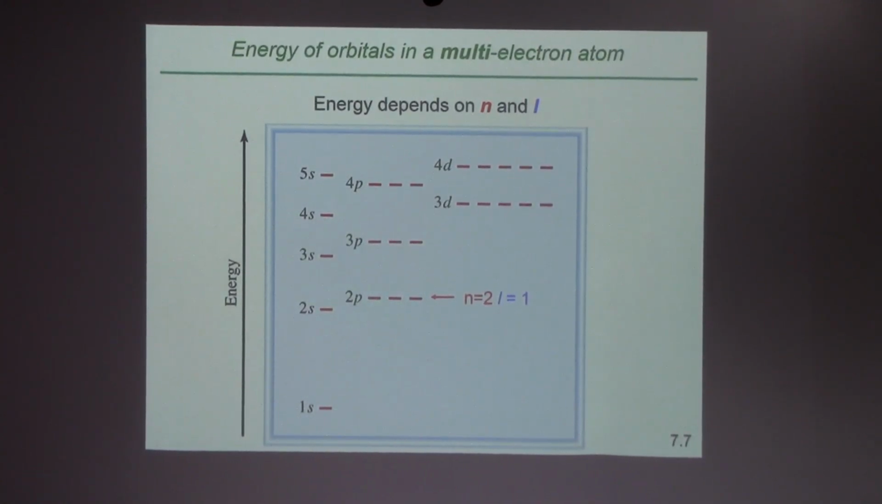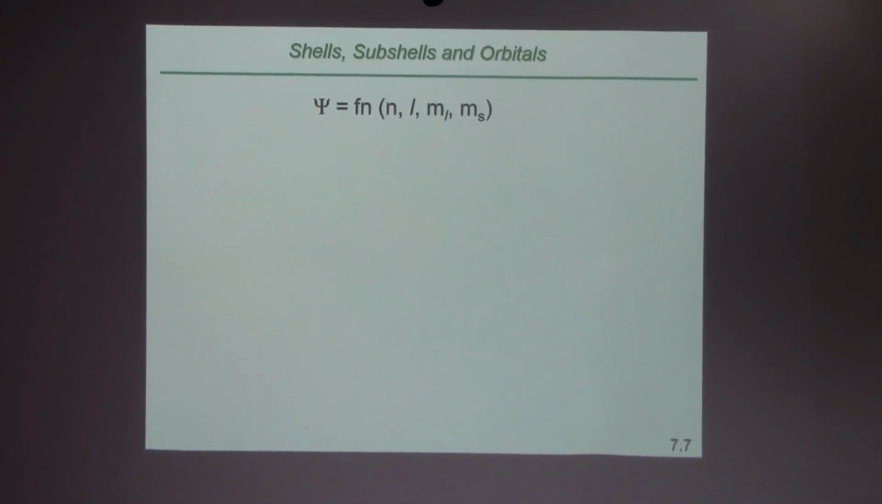So for an electron at 2s, the value of n will be 2 and the value of l will be 0. For an electron at 2p, the value of n equals 2 and the value of l equals 1. If you want to describe the location of an electron, you need to give the values of n, l, ml, and ms. That tells us where that electron is.